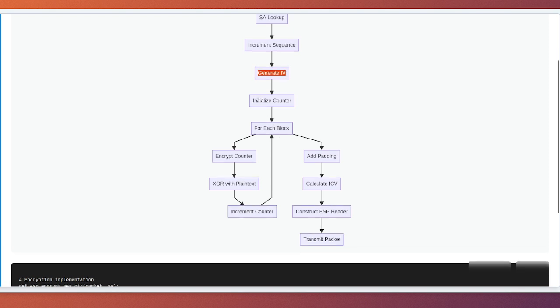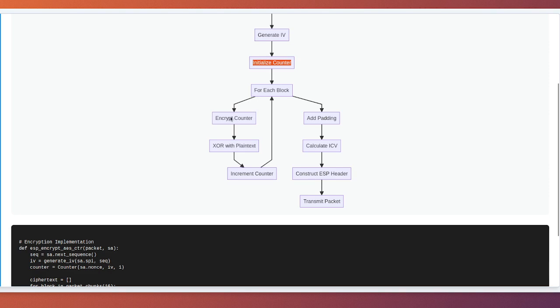Now comes the actual encryption process. For each 128-bit block of plaintext, we encrypt the current counter value using AES with our session key to generate a block of keystream. This keystream block is then XORed with the corresponding plaintext block to produce ciphertext. After each block, we increment the counter and repeat. This continues until all plaintext is encrypted. The beauty of this process is that the AES encryption operations can be pipelined. While one block is being XORed, the next counter can already be going through AES encryption.